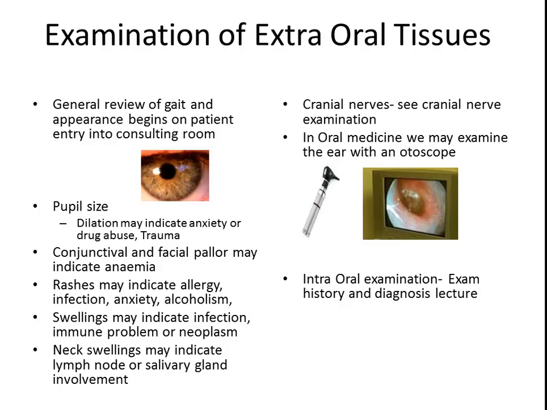Redness. Swelling may indicate infection, an immune problem, which is systemic, or a neoplasm. And we all know to palpate the salivary glands and the neck nodes, and swellings in these may be an indication of either gland involvement directly or indirectly, as in a neoplasm.